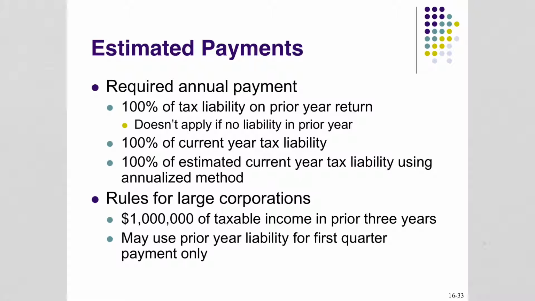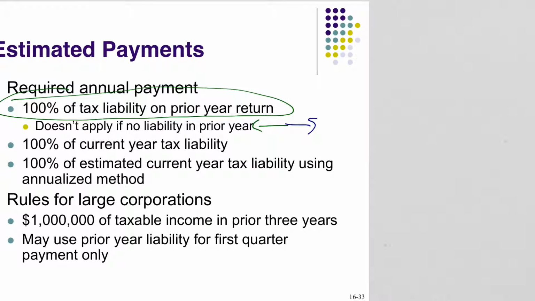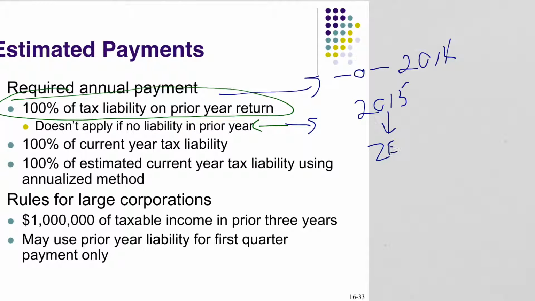All right, let's see what we got here. Required annual payment: 100% of tax liability on the prior year return. That's one of the safe harbors. Not like individuals, and this is important to remember as well. For individuals, this 100% of tax liability works even if it's zero. So if in 2014 an individual had zero income tax liability, their estimated tax requirement for 2015 is also zero. Not so with corporations.